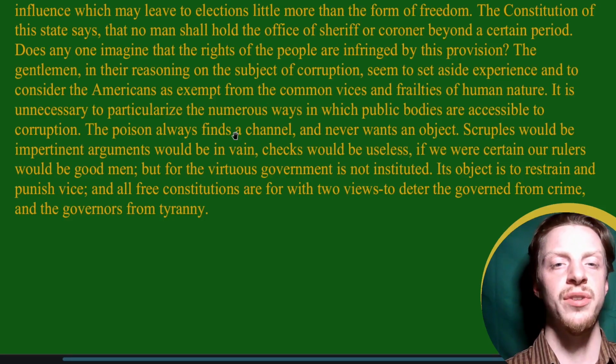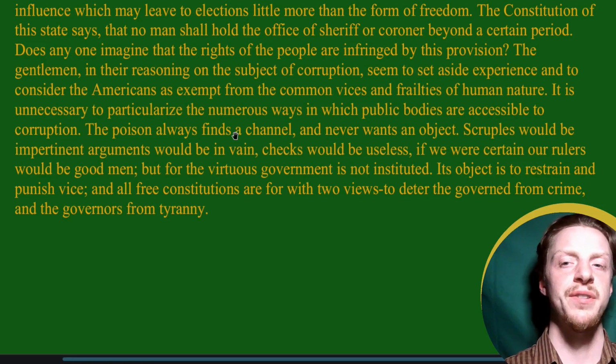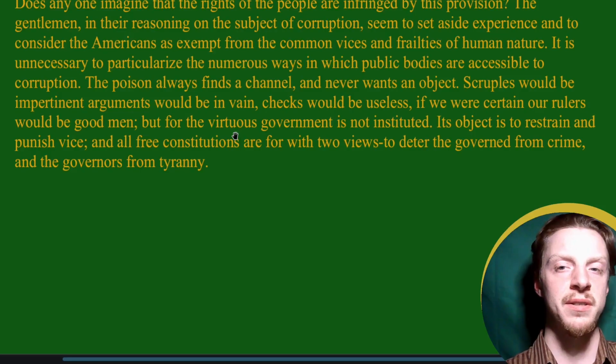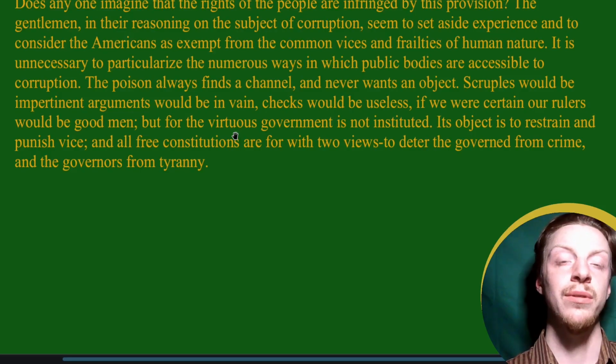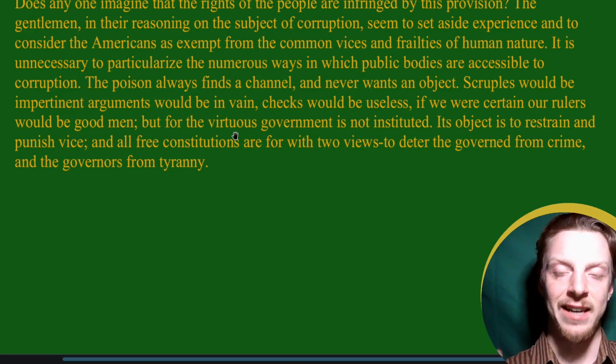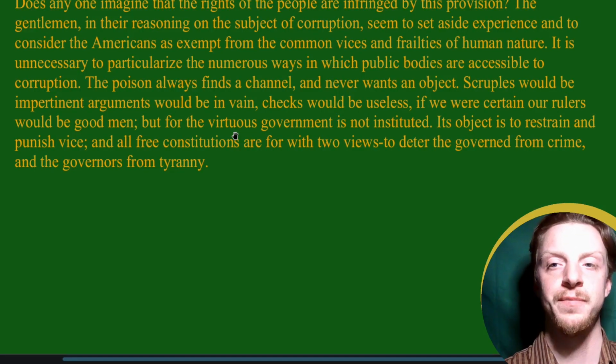The gentlemen in their reasoning on the subject of corruption seem to set aside experience and to consider the Americans as exempt from the common vices and frailties of human nature. If only men were angels. You see that theme repeated again and again throughout the Anti-Federalist Papers.